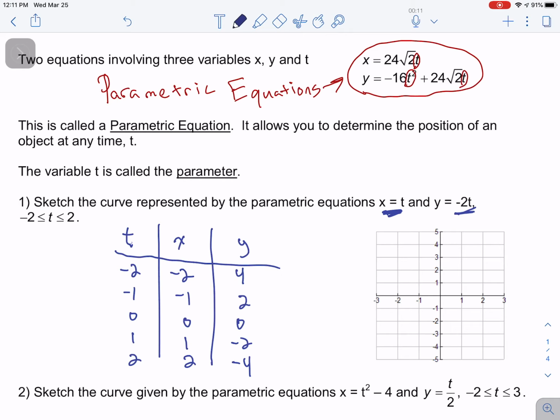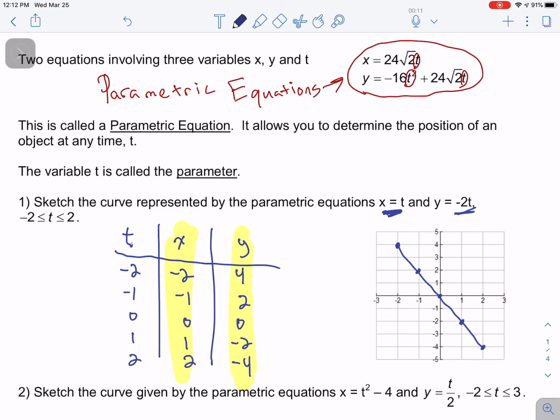So now that I have my table, I'm really just going to go ahead and start graphing these points right here. Okay? So I'm going to go negative 2, up 4. I'm going to go negative 1, 2. Here it is: 0, 0. 1, negative 2, and then 2, negative 4. And kablamo, there is our first parametric equation graph that we have done.